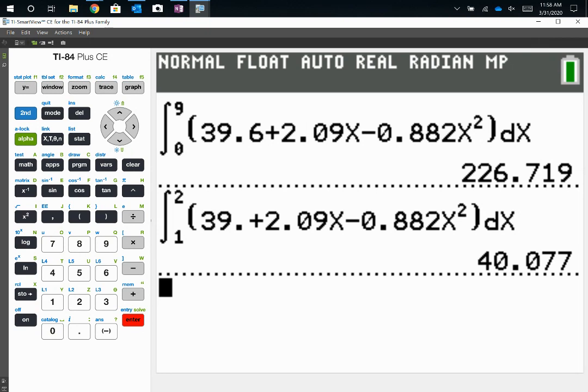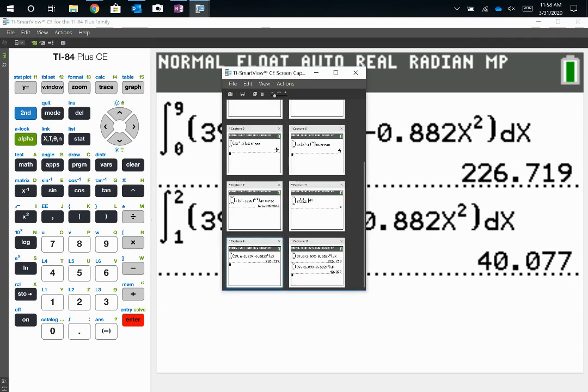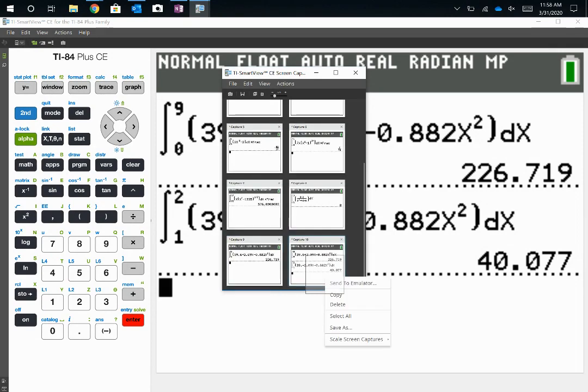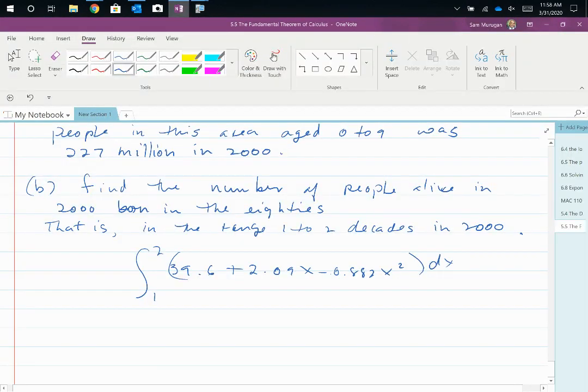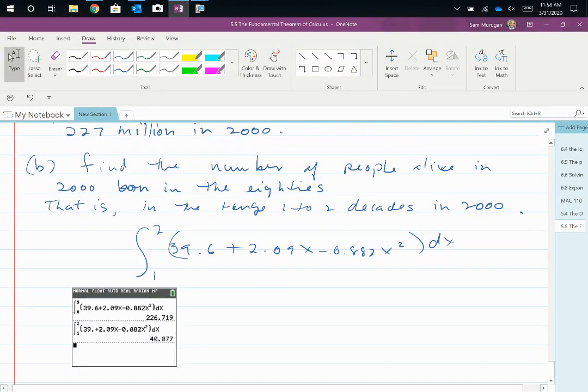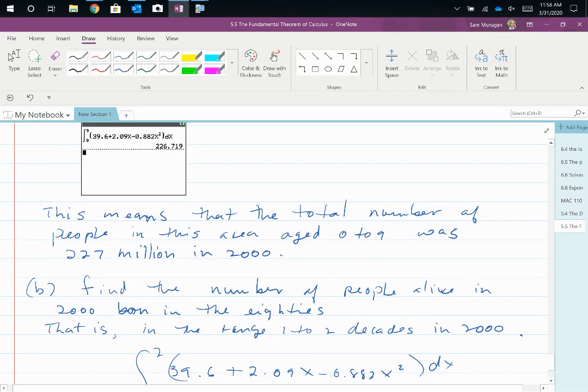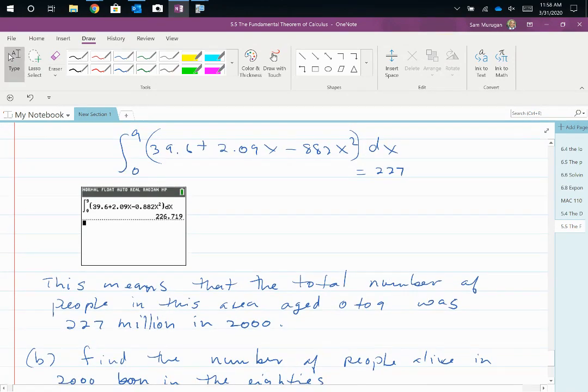And ask the calculator for an answer here. We get 40. So it's approximately 40. Here's capture this. Approximately equal to 40 million. Okay, I forgot to put in the million here, 227 million.